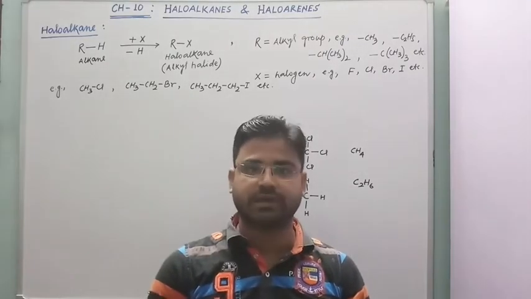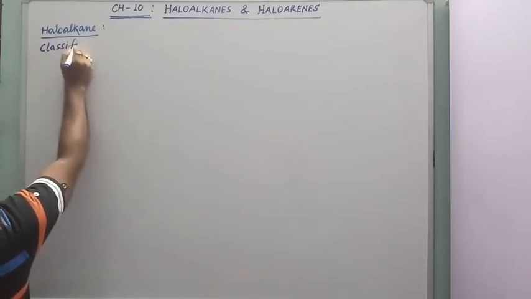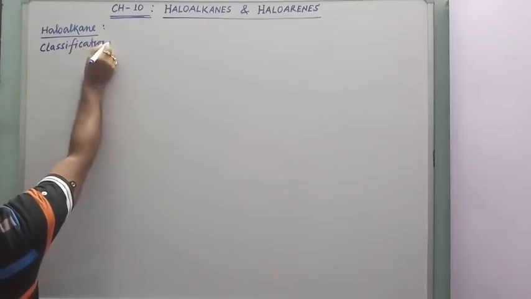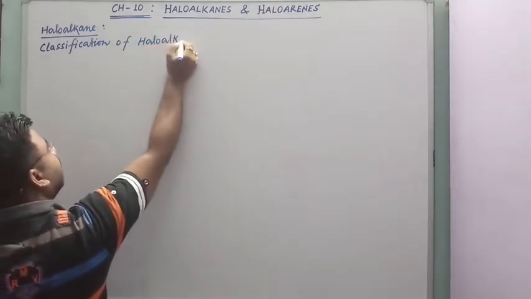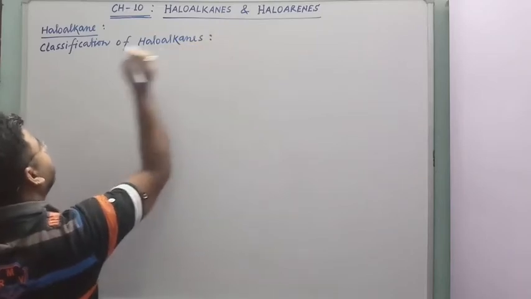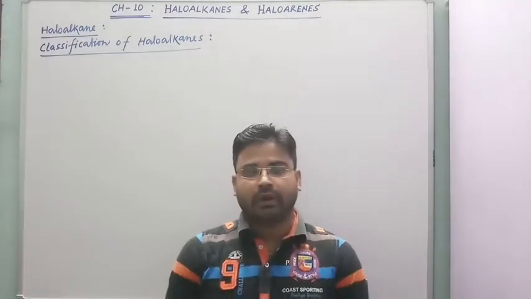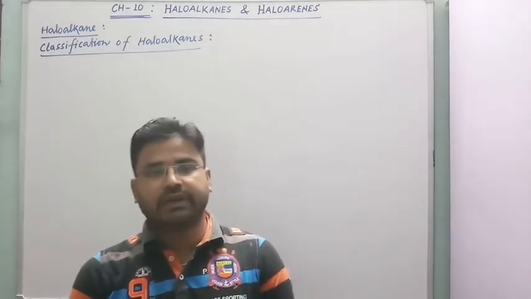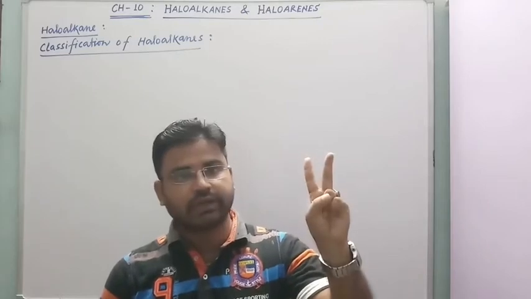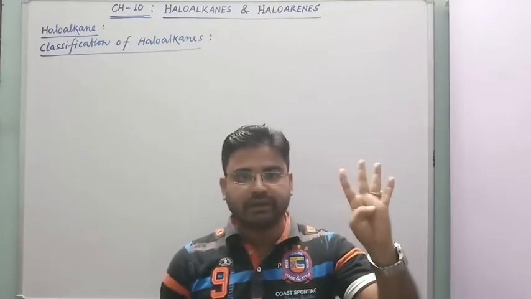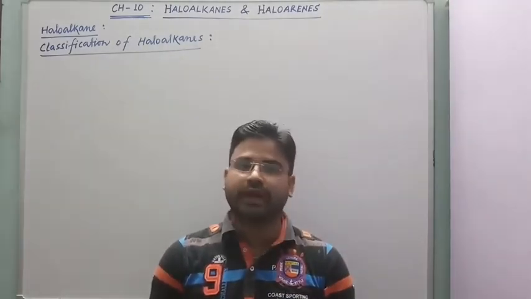Now classification of haloalkanes. How are haloalkanes classified? Haloalkanes are classified into four types, and these four types are monohalogen derivative, dihalogen derivative, trihalogen derivative, and tetrahalogen derivatives. So there are four types of haloalkanes or alkyl halides.